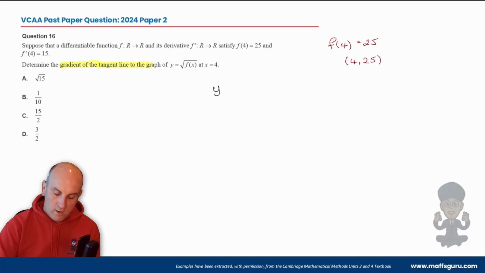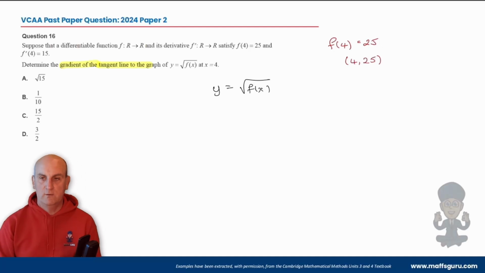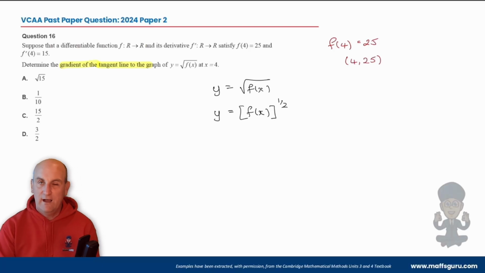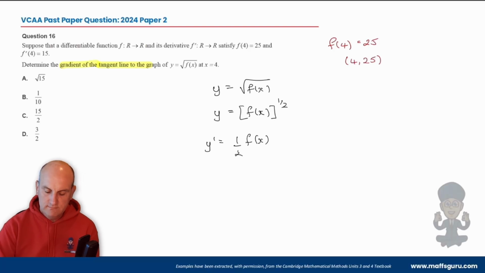So if we have y is equal to the square root of a function of x, you're going to turn around and say, but I don't know what the function is. It doesn't matter. Because what you can now say is y is equal to f(x), in square brackets for the moment, to the power of a half. Well, how do you differentiate? y dashed is equal to, bring the power down, multiply it by the original function, take 1 off the power, and then multiply it by the differential of the function.